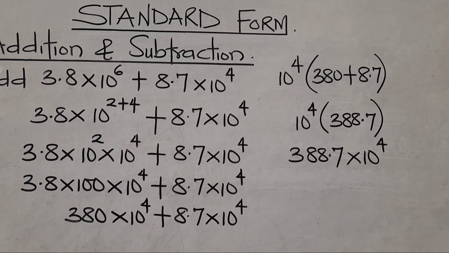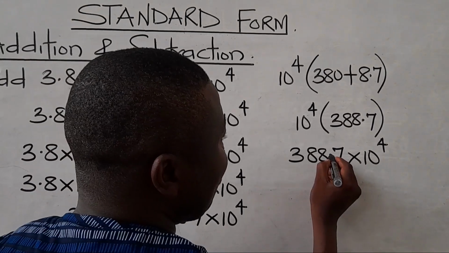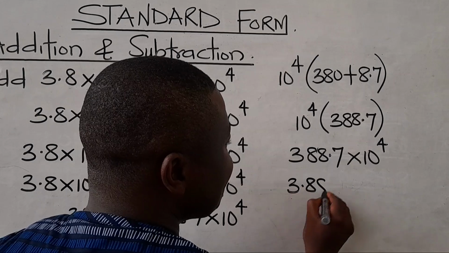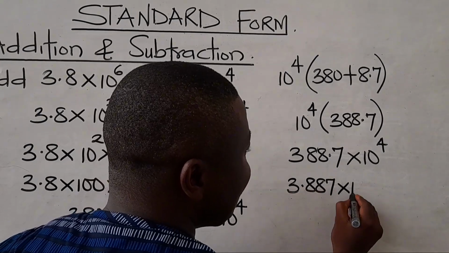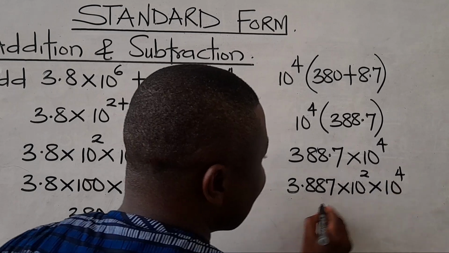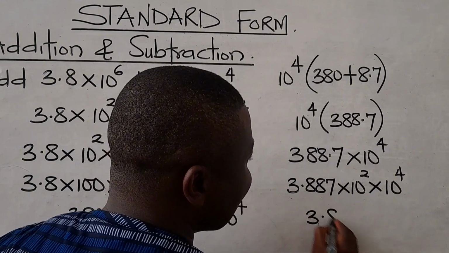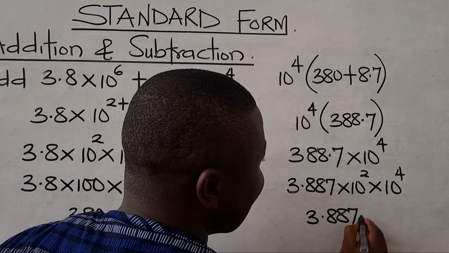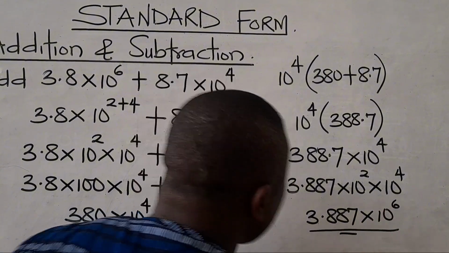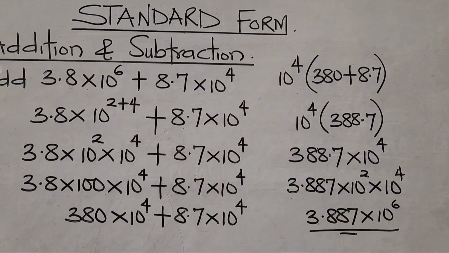If you look at it, let's take the points inwards. You have 1, 2. So this is 3.887 times 10 to the power 2 times 10 to the power 4. We have 3.887 times 10 to the power 6. This is the answer. Some persons will be like, wow, is it just standard form?